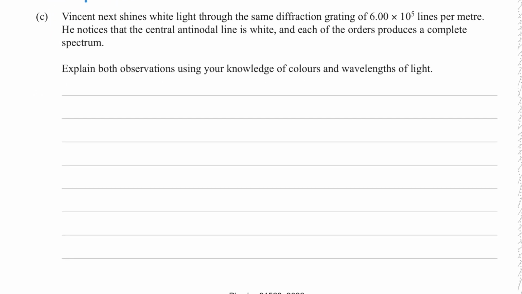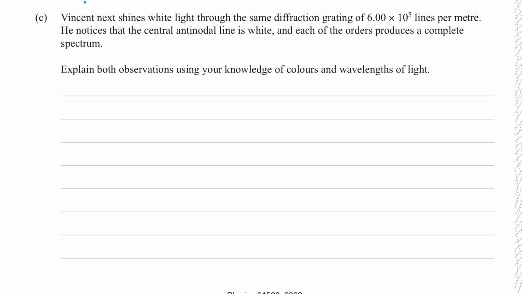C, Vincent next shines white light through the same diffraction grating of n lines per metre. He notices the central antinodal line is white and each of the orders produces a complete spectrum. Explain both observations using a knowledge of colours and wavelengths of light.